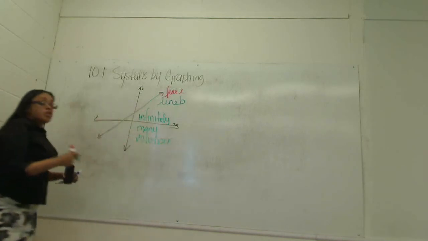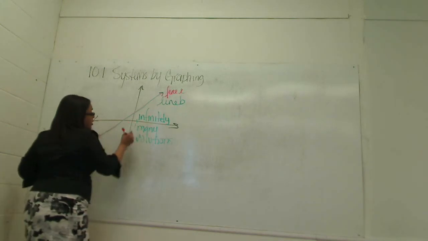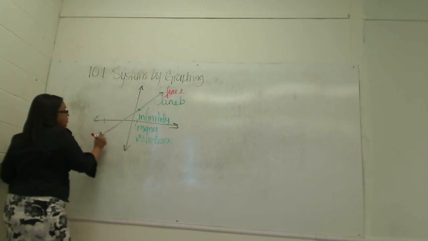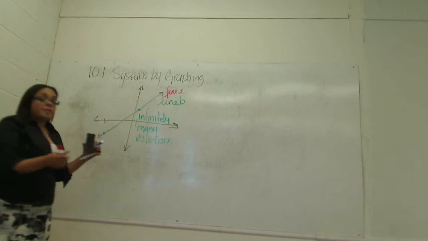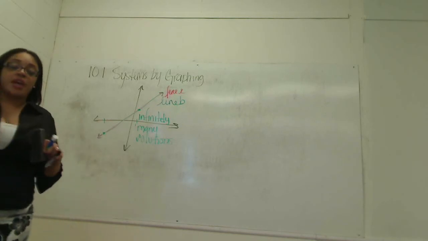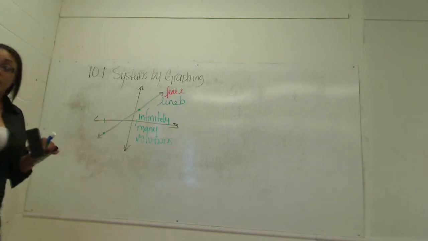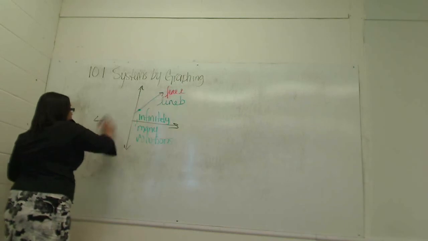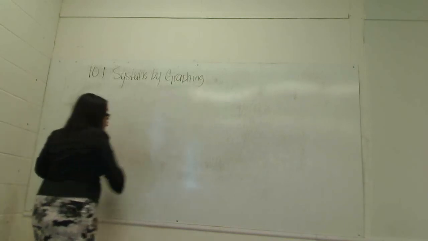It does not matter what you plug in. If you plug in x equals 1 right here, they both still have the same answer. If I say x is negative 5 over here, they both have the same answer. So no matter what you choose, those are two cases that are very important. If the lines are completely on top of each other, it's infinitely many. If the lines never touch, it is called no solution because they're parallel.